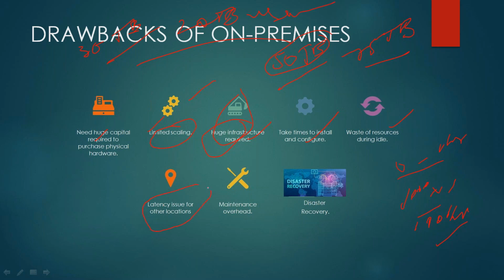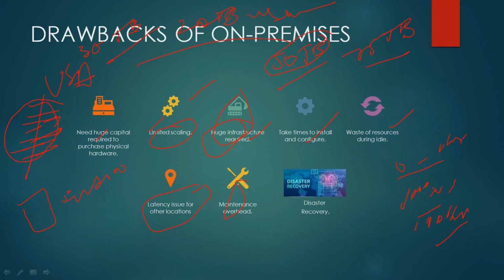And also the latency issue. For example, your data centers are in India, but users are in the USA. So they are very far from India. So while searching the data, some latency will come. To avoid those latency issues also, we don't use on-prem.